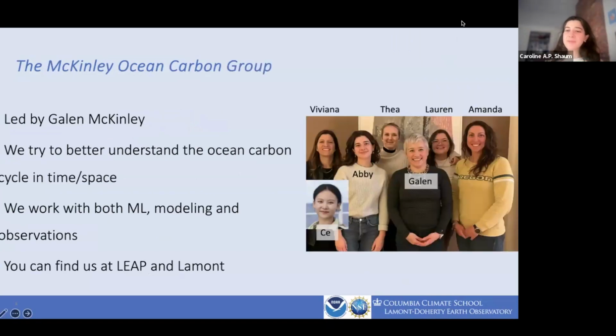So, giving a bit of background about our entire group, we're led by Dr. Galen McKinley in the middle of that picture. And our whole group's goal is to try to better understand the ocean carbon sink and the ocean carbon cycle in time and space. So we all work with some kind of combination of machine learning, modeling, and observations. And you can find most of us either at LEAP or at Lamont Doherty, a little bit north. And I can also just mention our beautiful first slide with the ocean was made by Lauren in our group, just so we're giving her a shout out there.